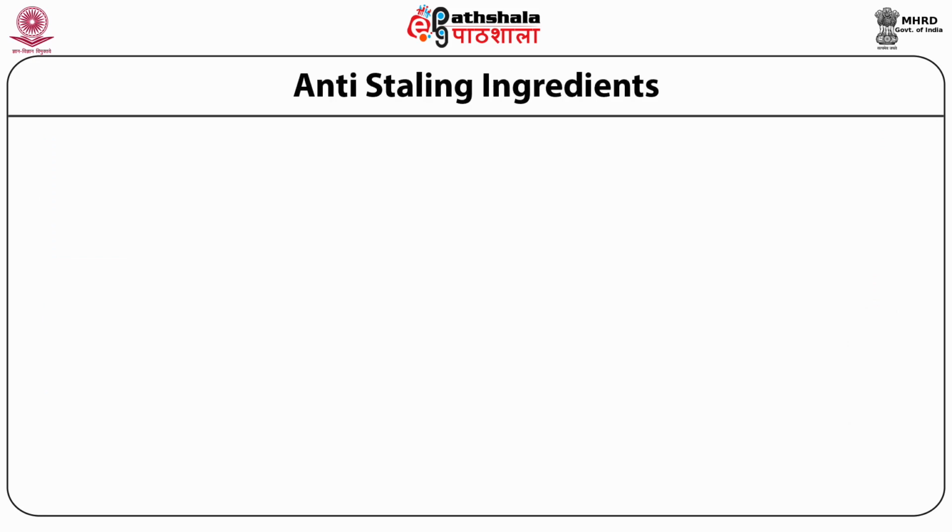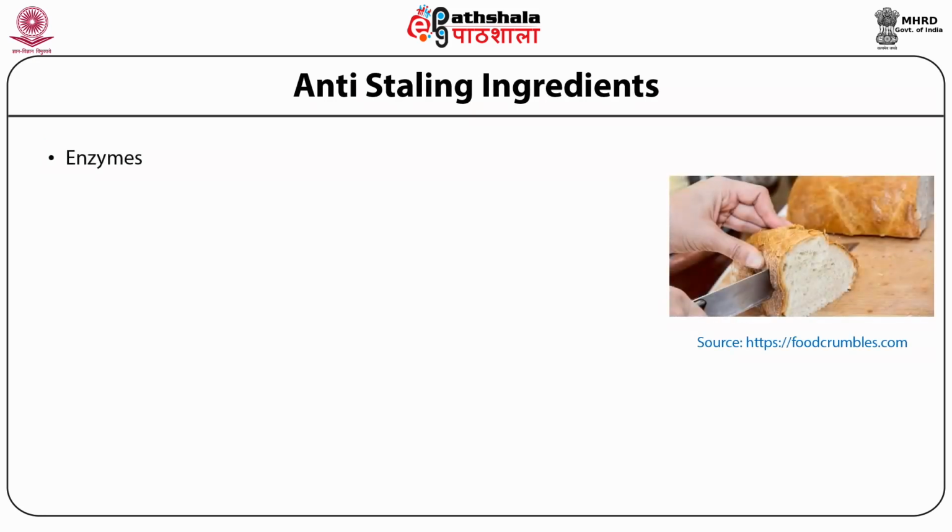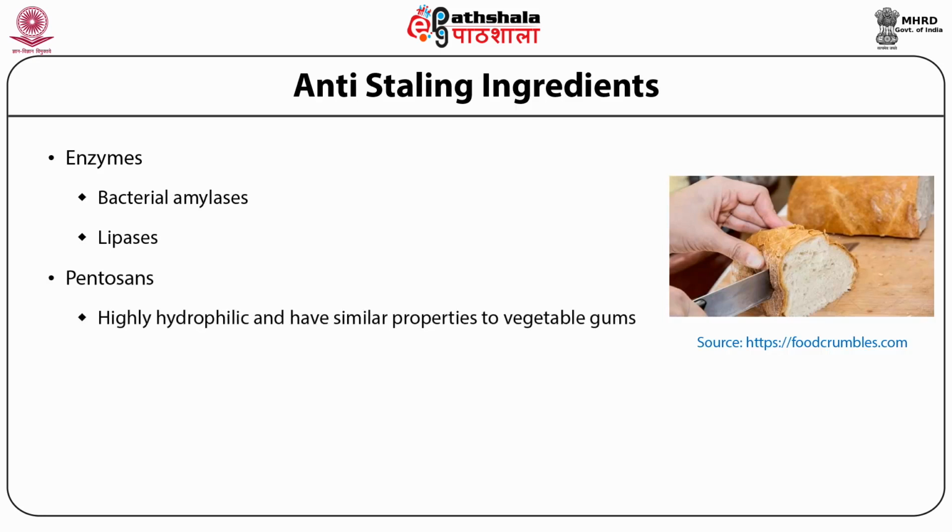So let us see the anti-staling ingredients. One is enzymes, the examples are bacterial amylases and lipases. The next anti-staling ingredient are pentosans, which are highly hydrophilic and have similar properties to that of vegetable gums. As a result, they will retain moisture in the product, they will not allow the moisture to evaporate, thus extending the shelf life of the product, keeping the product softer for a longer period.